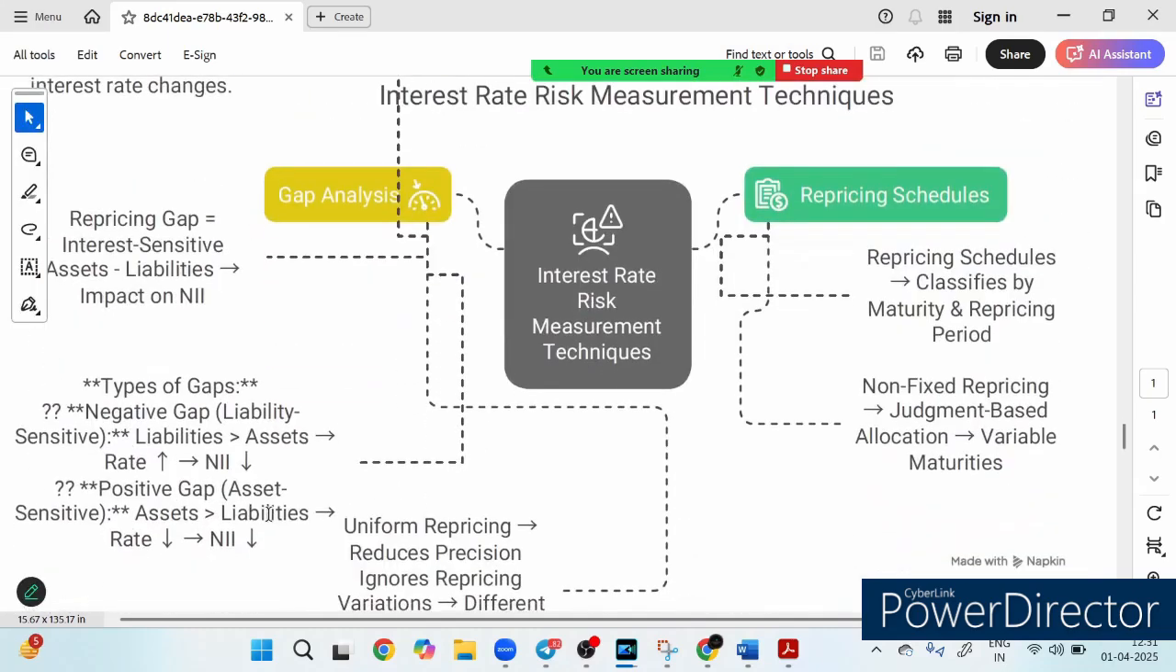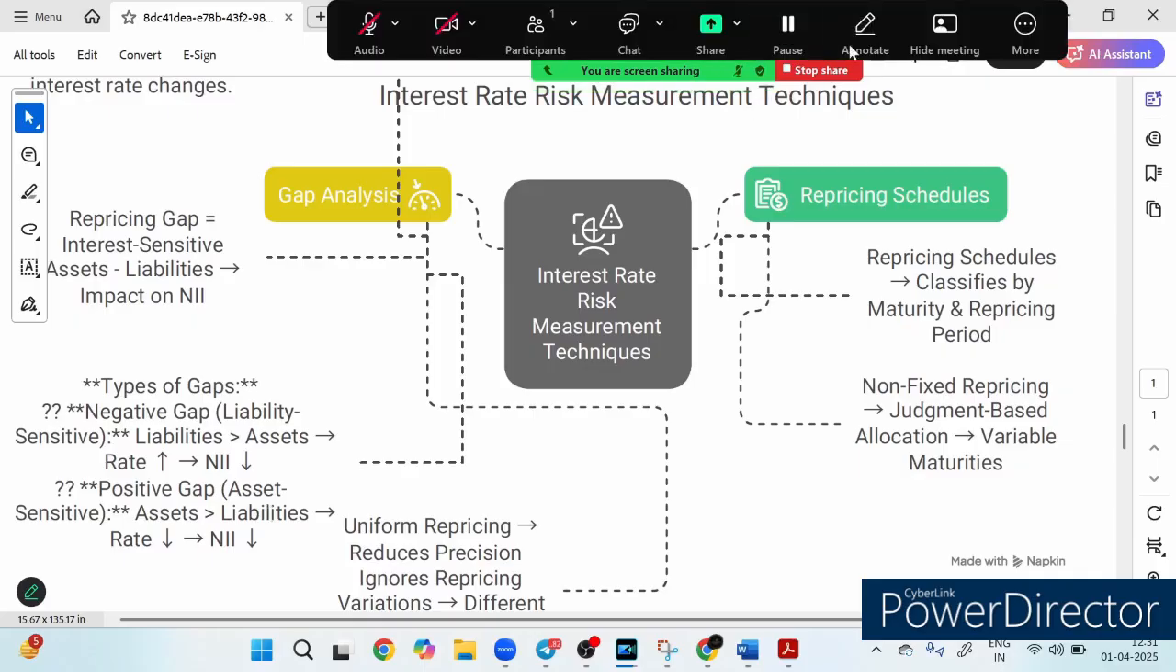Now friends, let's look at some interest rate measurement techniques. What techniques do we have to measure interest rate risk? Banks face interest rate risk when changes in the rate impact their earnings and economic value. But how do they measure this risk? Let's explore the most effective techniques used by financial institutions. The first technique is called gap analysis.